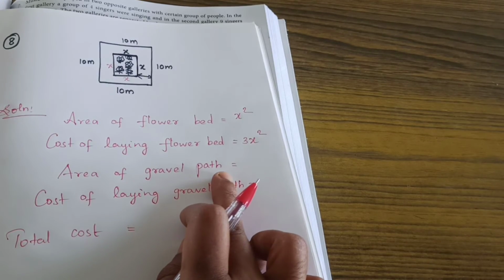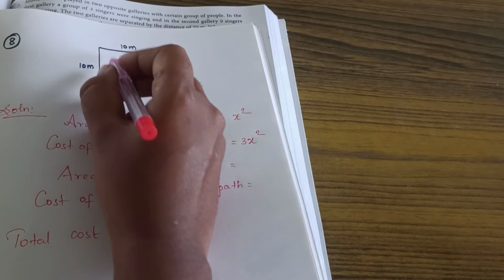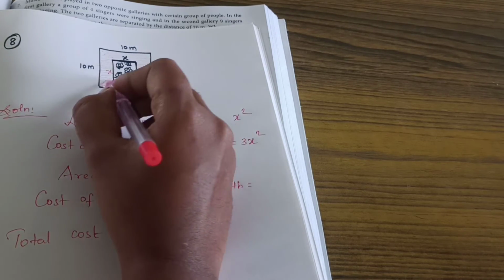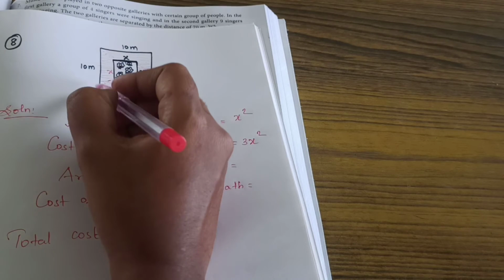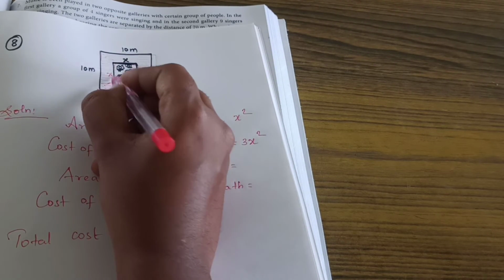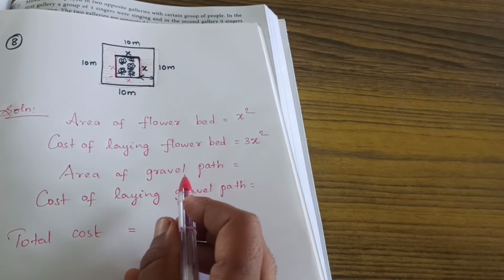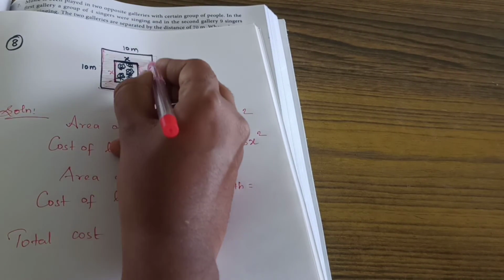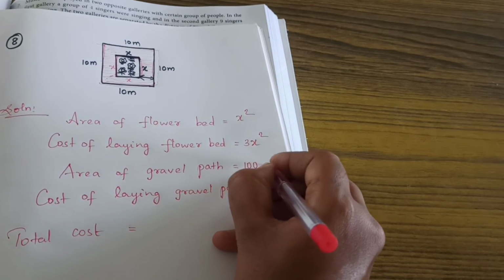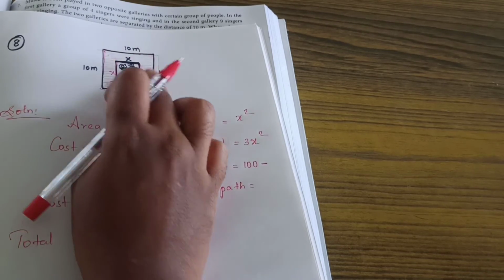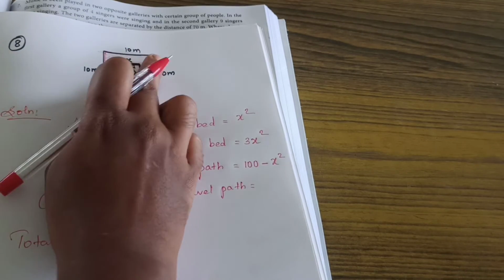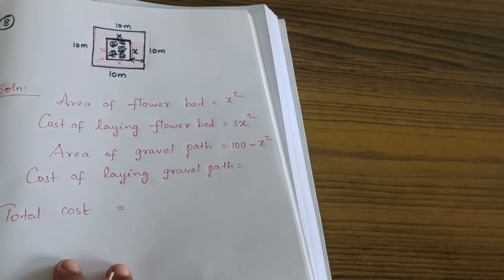Then the area of the gravel path. This is the gravel path, and this area we need to calculate. This red color area means the gravel path. How can we find it? From the biggest square, if we subtract the smallest square area, we get the gravel path area. What is the biggest square area? 10 square, that means 100, minus the smaller flower bed area, x square. If we subtract these two, we get the area of the gravel path.